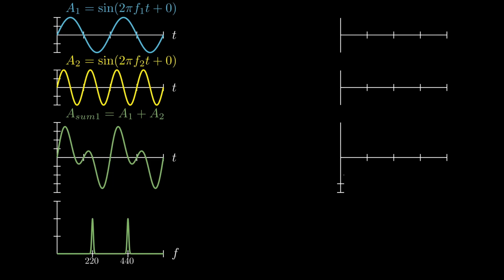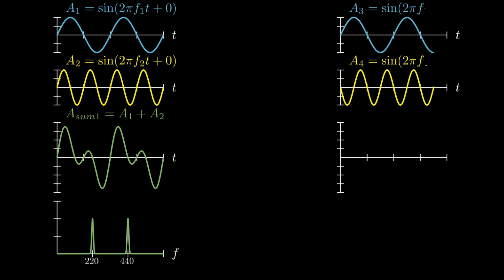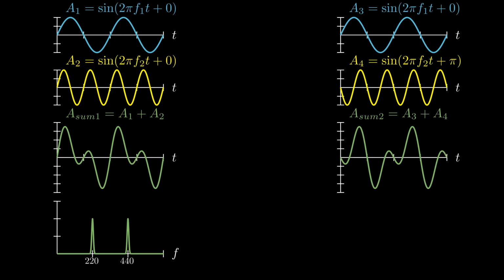Now we want to make a copy of this signal. But in the copy, the phase of our 440 Hz wave is shifted by 180 degrees. Side note, 180 degrees is the same as pi. Our 220 Hz wave stays the same. The resulting signal looks different, but our Fourier transformation also looks identical.